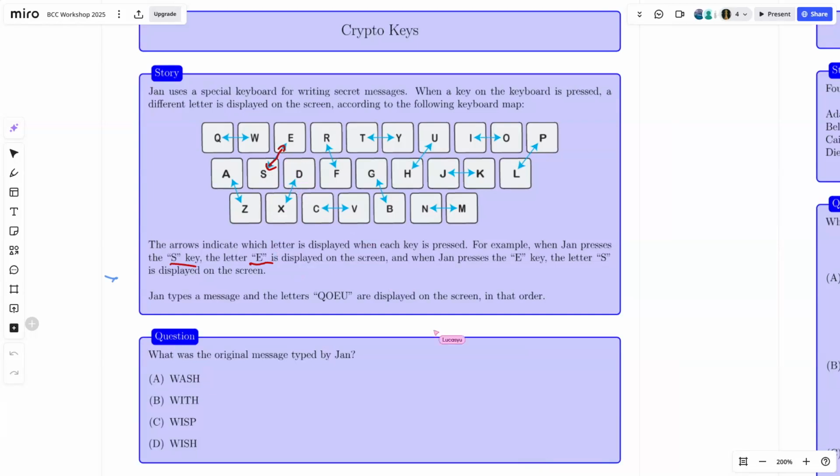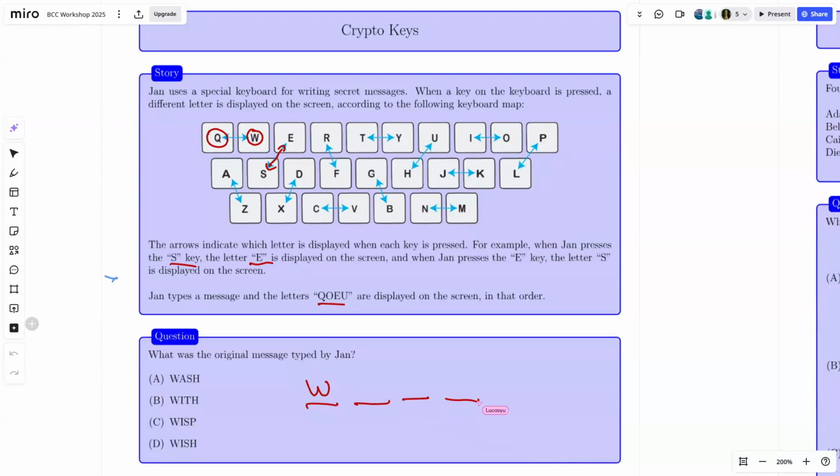And it says Jan types the letters QOEU. And what was the original message typed? That's what it's asking. So first Q, we look at the letter Q. Q is here. And in order for Q to appear on the screen, we can see that since there's an arrow connecting it with W, that means Jan must have typed W first. I'll just write the four letter spaces here.